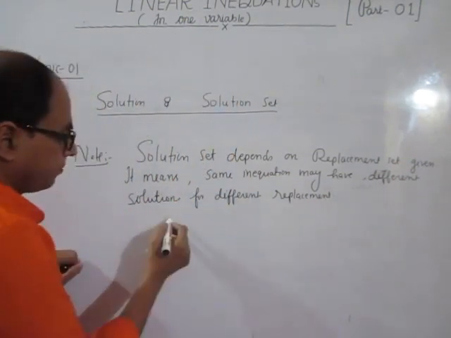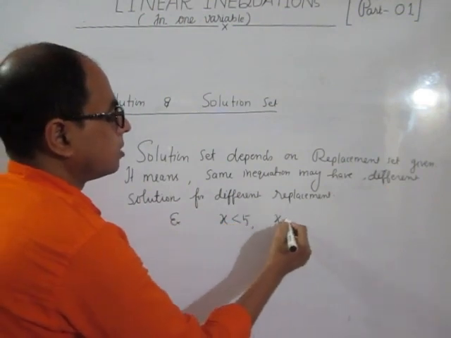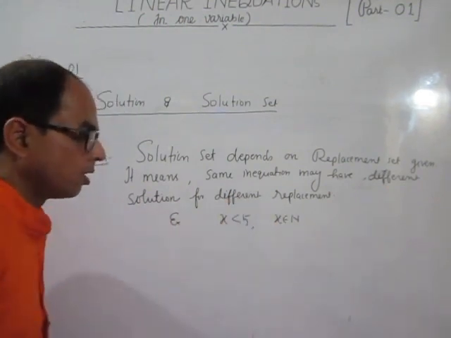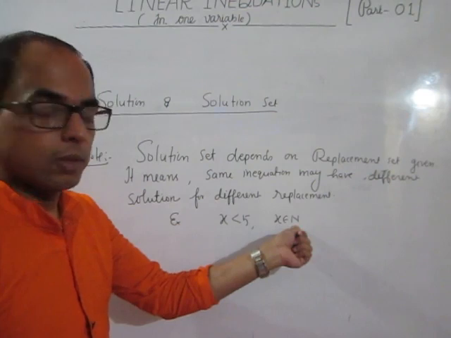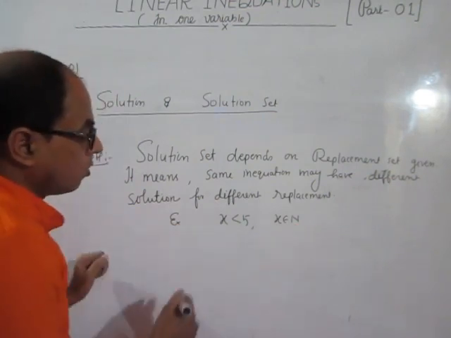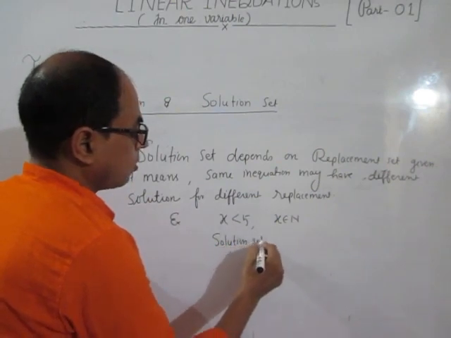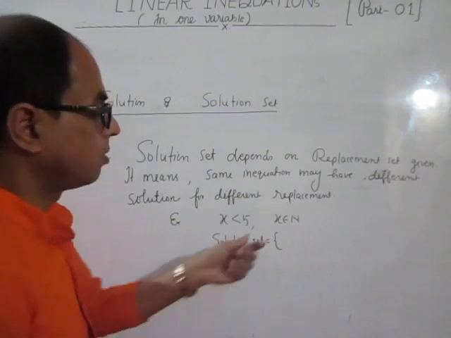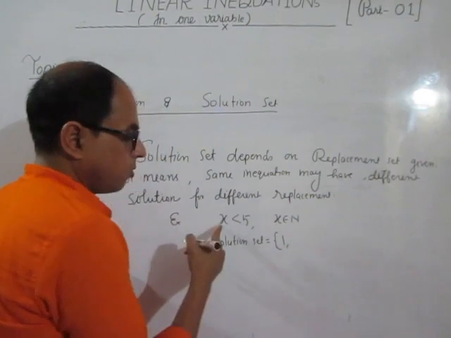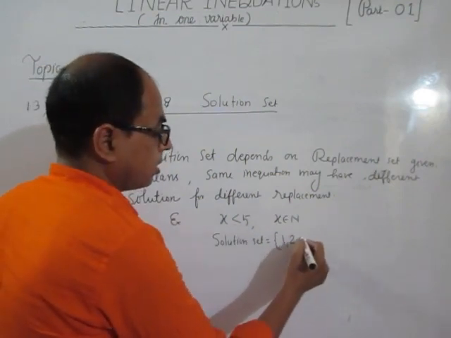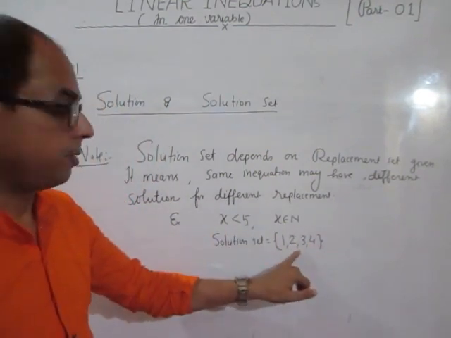For example, suppose I am saying that x is less than 5 and here the replacement set is the set of natural numbers. So this is the inequation given and this is the replacement set given in the question, the set of natural numbers. So what will be the solution set here? Which numbers from this replacement set will satisfy this inequation? Of course 1 will satisfy because 1 is less than 5, 2 will satisfy, 3 will satisfy and 4 will satisfy. So this is the solution set.